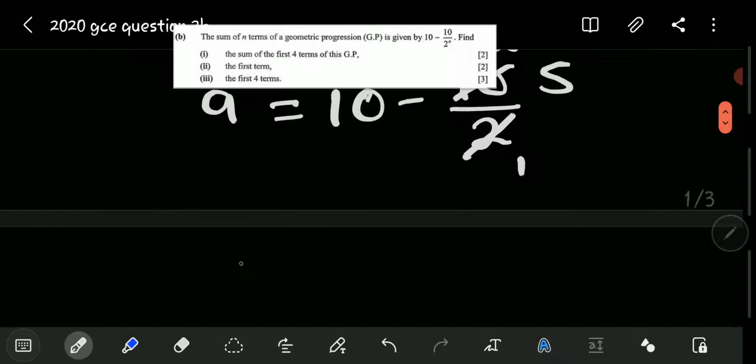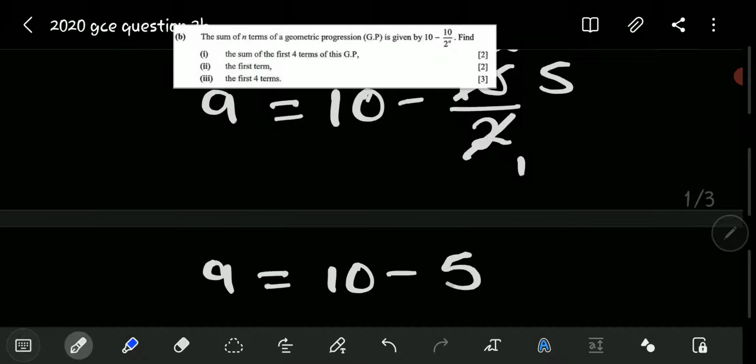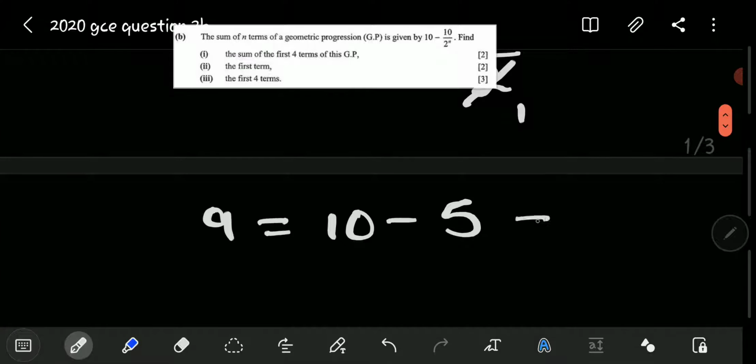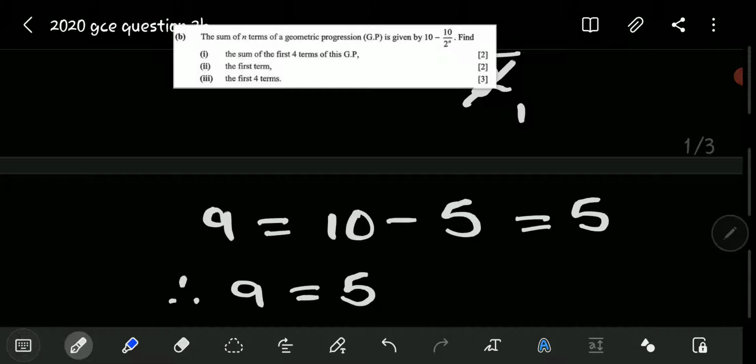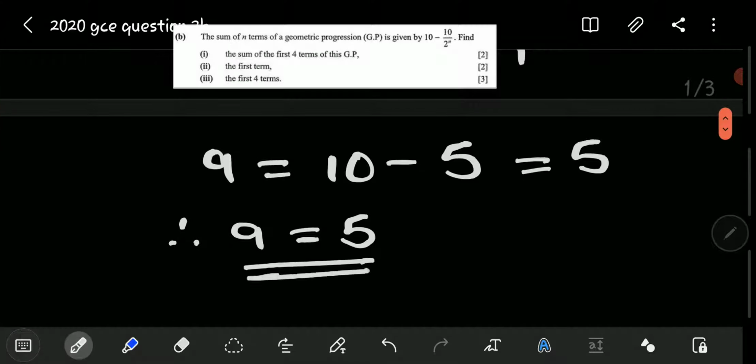So the first term, a, is equal to 10 minus 5. What is 10 minus 5? 10 minus 5 is equal to 5. Therefore, the first term is equal to 5. And we have found the value of the first term.